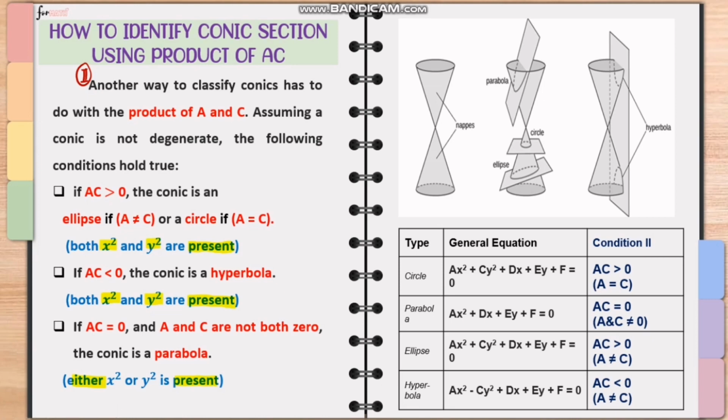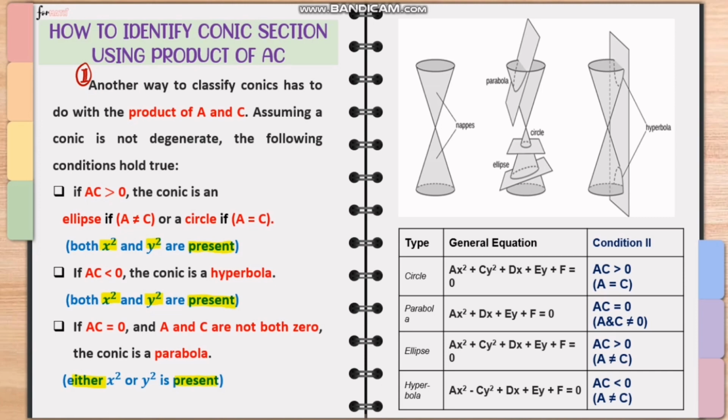Okay, once again, circle and ellipse, pareho po silang greater than 0. Circle siya kapag si A is equals to C. Ellipse siya kapag ang A natin is not equal to C. Ang parabola natin ay equal to 0, provided that both A and C should not be equal to 0. And then, yung hyper natin is less than 0. A should not be equal to C also.